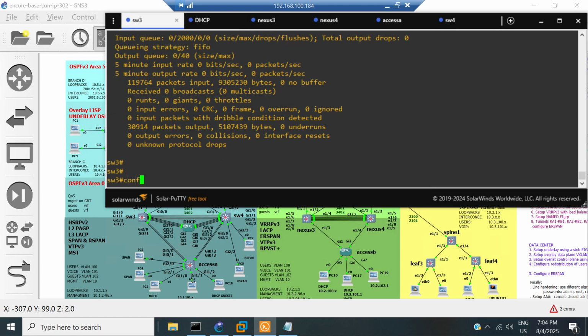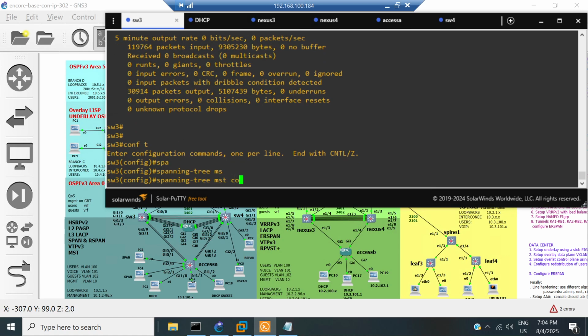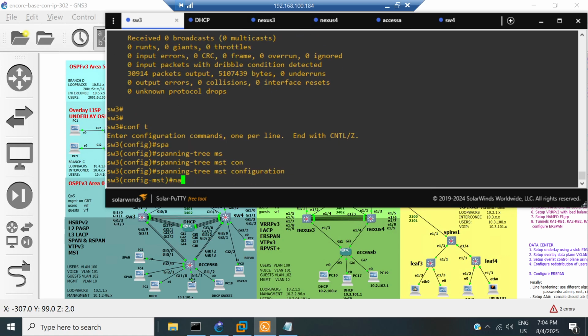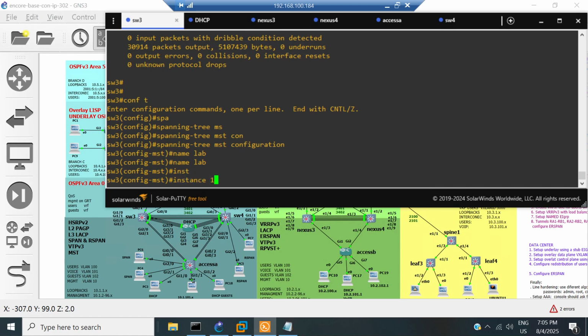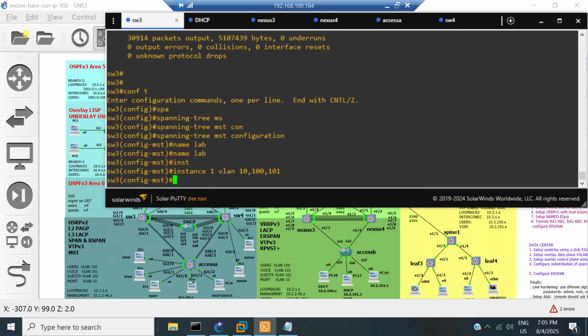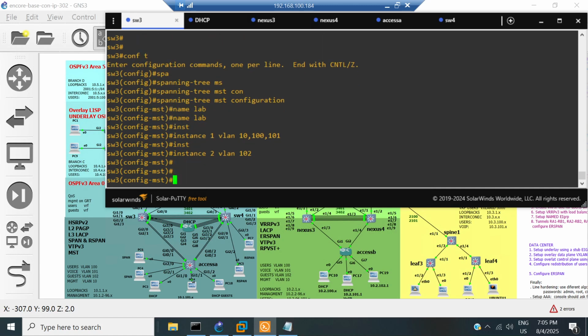Okay, so let's configure MST, and we are going to issue a spanning tree MST configuration. We are going to set up first the region name. We're going to call it lab, and then we're going to configure instance 1 that will belong to VLANs 10, which is my management VLAN, VLAN 100, which is my user VLAN, and 101, which is my voice over IP VLAN. And then I'm going to create instance 2 that will only hold the guest VLAN, which is VLAN 102.